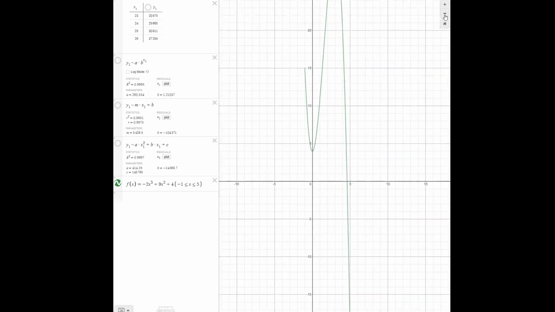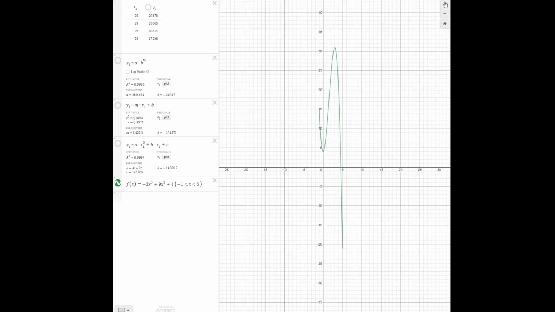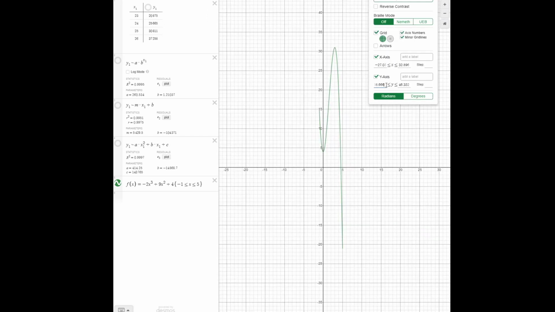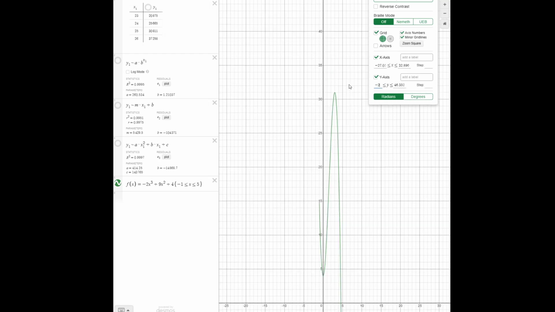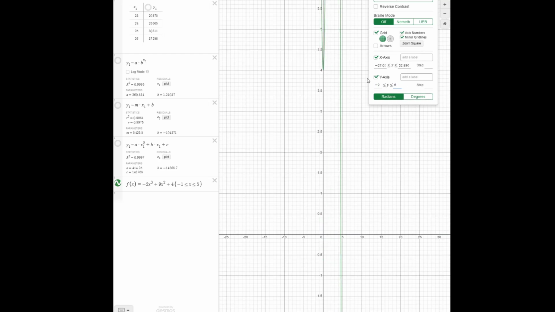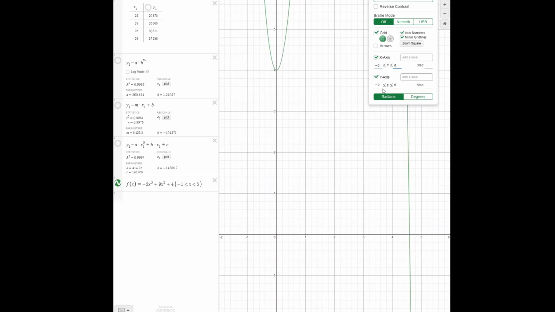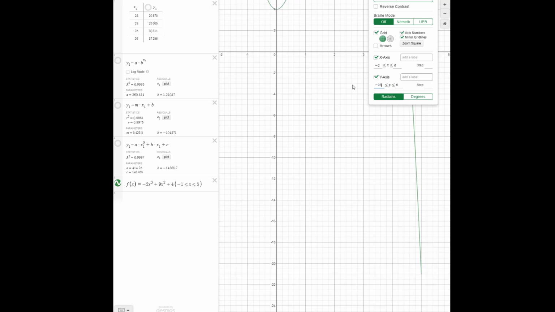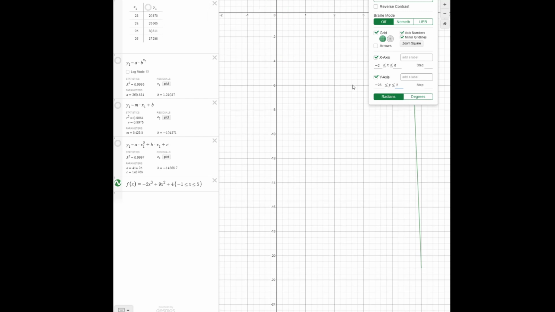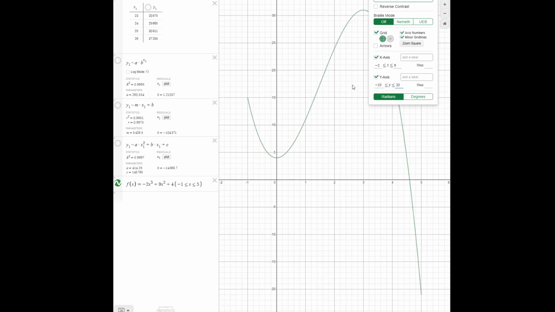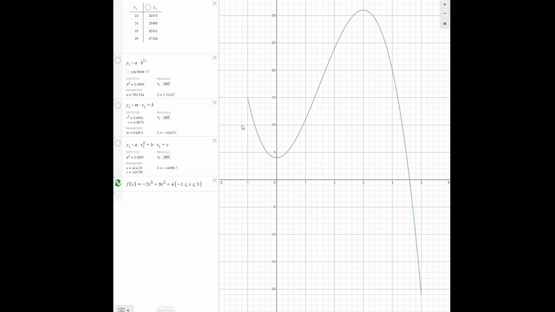Started zooming, but I shouldn't have zoomed. Okay, there's my function. I can change my endpoints a little bit. So let's go -2 to 6. Oh, that's my y value, x values. -2 to 6. Y values, my y range I can make, say, -25 to 35. Okay, so this is what the function looks like.